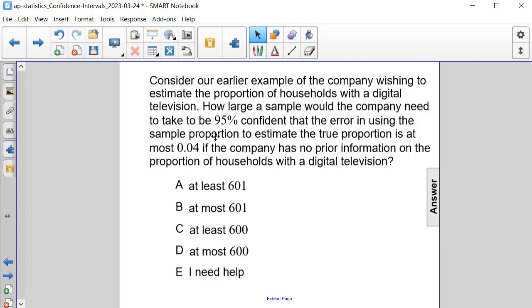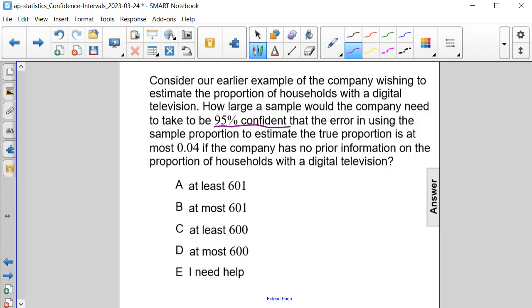All right, the first thing that we have to do is identify the confidence level, or the C% value that we need for our confidence interval, which is 95% confidence. And with 95% confidence, our critical value, or Z star, is going to be equal to 1.96.